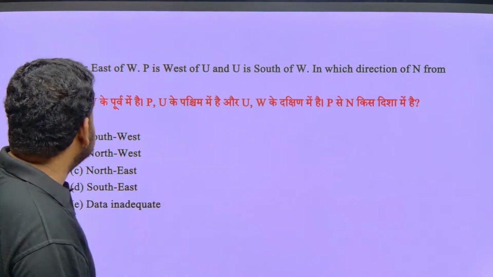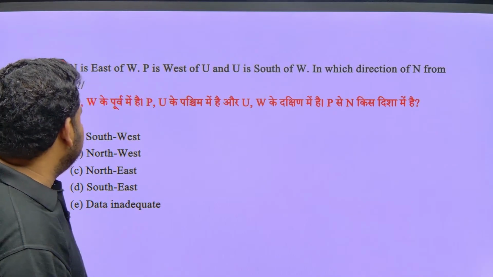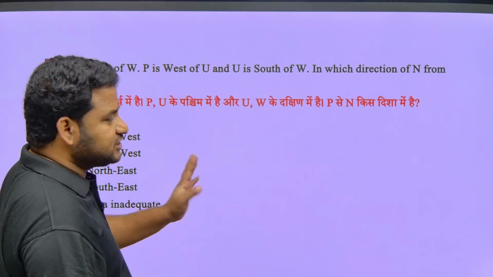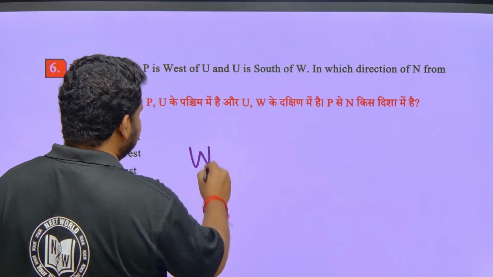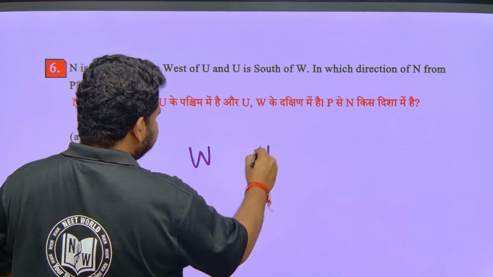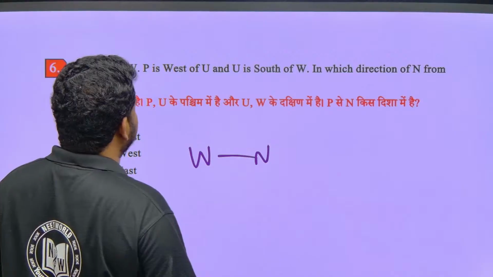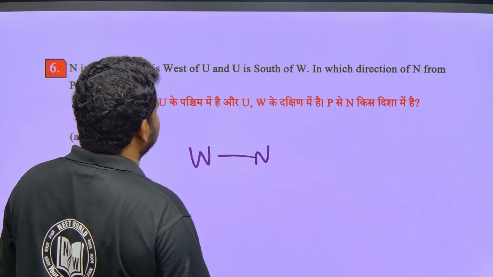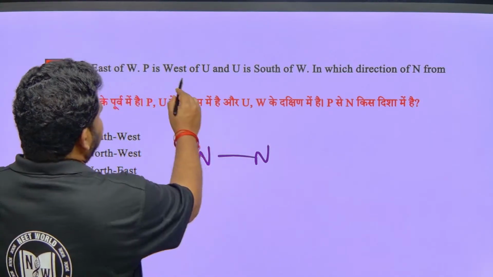Now, have a look at this. N is to the east of W. Now, what are they telling? N is to the east of W. That means to the right of W, N is there. Fine. P is to the west of U. Okay, P is to the west of U.